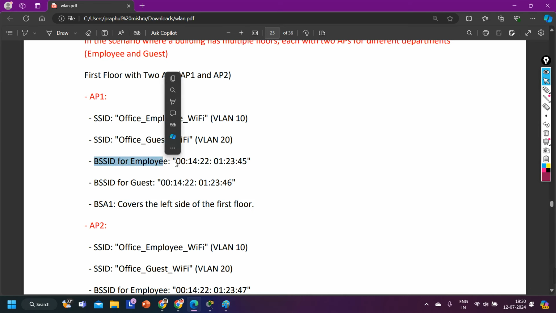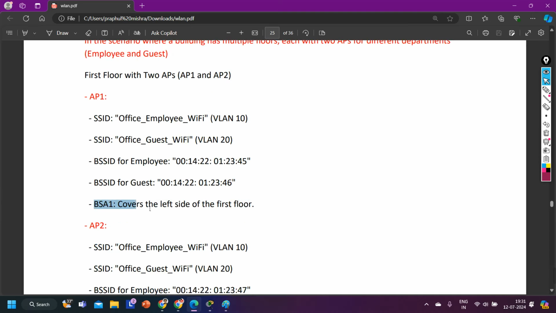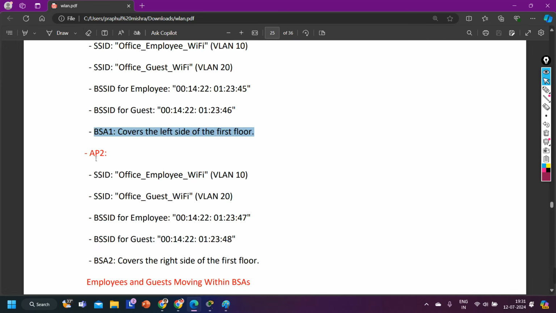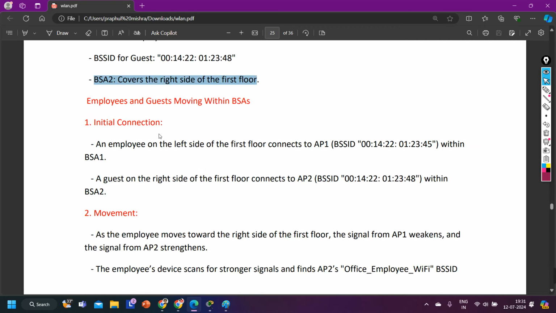Then BSSID for employees is, let's say, this is the MAC address of AP1 for employees. Now all APs are going to broadcast two SSIDs, which means two BSSIDs. Both will have unique MAC addresses, right? So now, as I have two APs at each floor and both are broadcasting two SSIDs, both are broadcasting two BSSIDs also, like this. So this can be your AP1 configuration. BSA1 covers the left side of the first floor. Let's suppose this AP1 is connected at the left side. So BSA1 is covering the left side of the floor and AP2 is covering the right side, meaning BSA2 covers the right side of the floor.